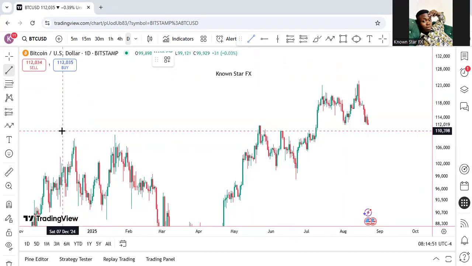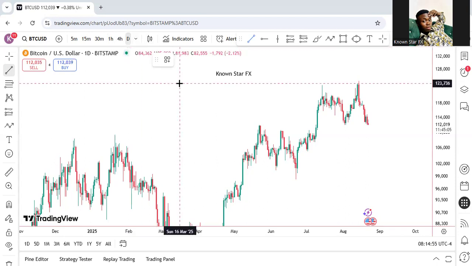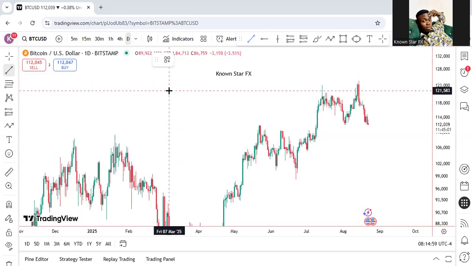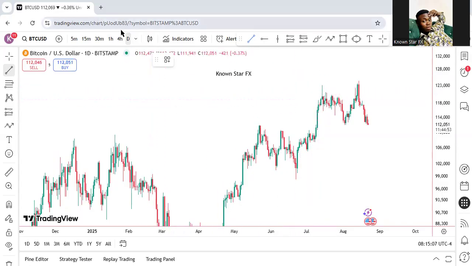So basically, this is BTC USD, and I'm currently on the daily time frame. Just like you know me, I trade based off the higher time frame. I analyze the higher time frames, and I get my entry on the 15-minute time frame. So right here, I'm on the daily time frame. I do more of top-down analysis.